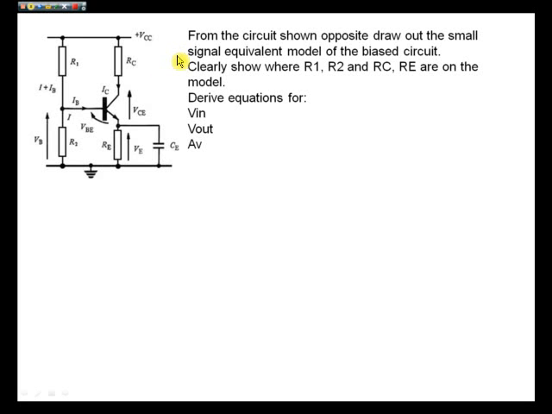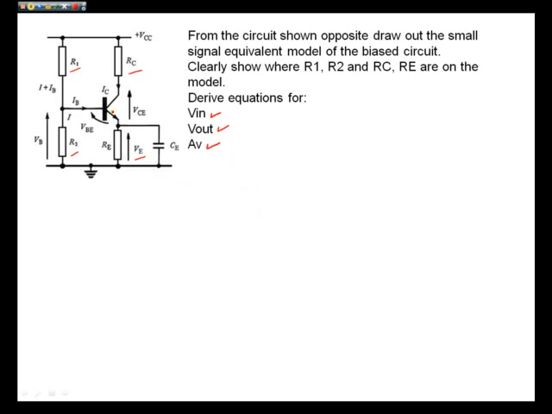Okay, we're jumping to seminar sheet 5 here. What we're going to do is have a look at this design. We're going to design this system. We could design all the values of every single component inside here. What we're really looking at doing is working out from the small signal equivalent model what our equations for each of these terms are, for Vin, for Vout, and for AV.